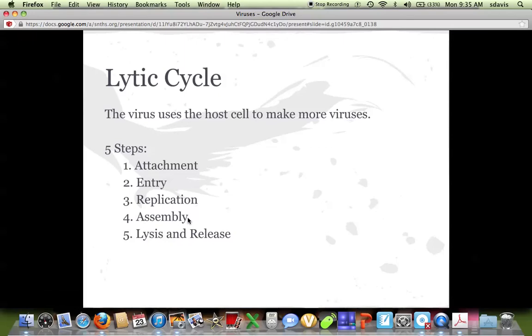So if you go back to that picture of the bacteriophage, if you think of the head and the legs and all of that, all of those components would be assembled in this assembly phase. And the last phase is lysis and release, where the cell is burst open and all of the viruses that have been made are released into the body.